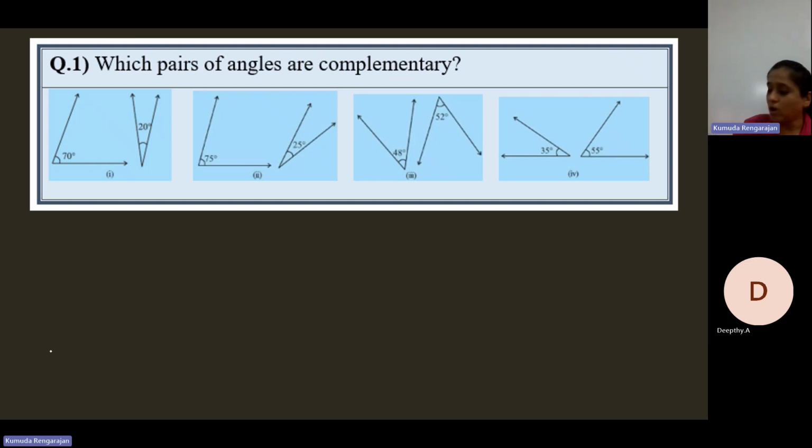Which pairs of angles are complementary? Just mention 1, 2, 3, 4. Use the numbers.